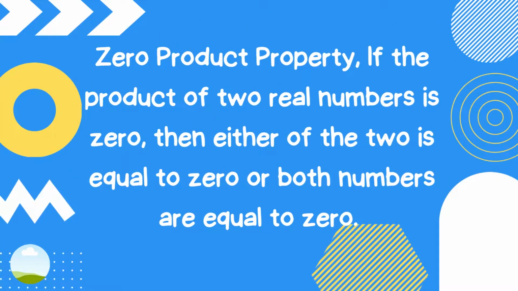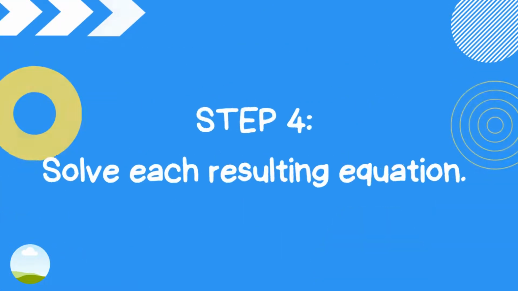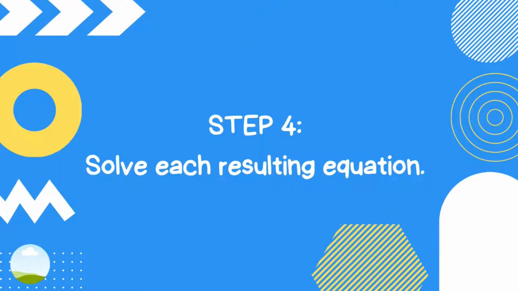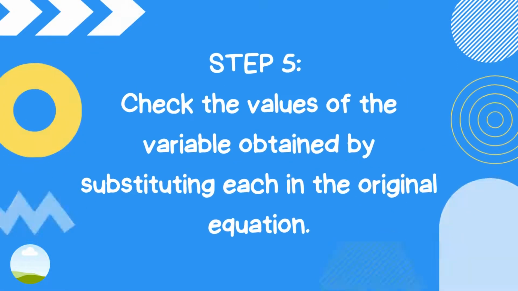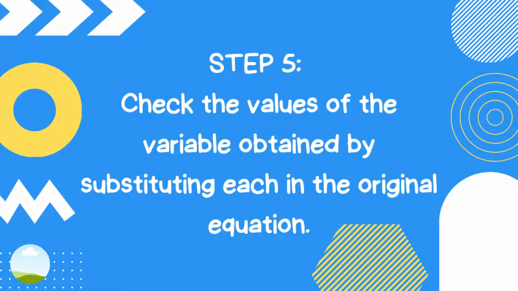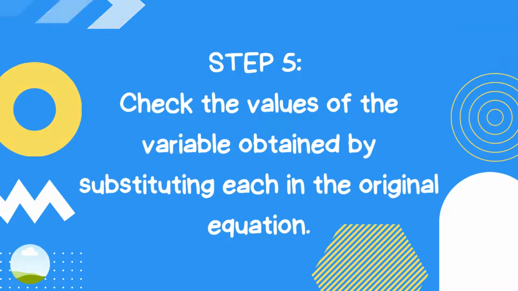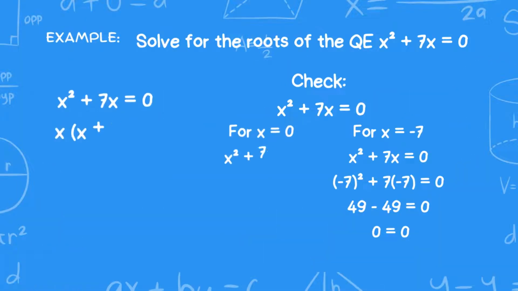Under this process, we can apply the zero product property, wherein if the product of two real numbers is 0, then either of the two is equal to 0 or both numbers are equal to 0. Next, solve each resulting equation. And last, check the values of the variable obtained by substituting each in the original equation.